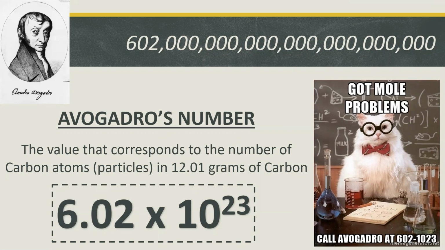Avogadro's number just represents the number of carbon atoms or particles in 12.01 grams of carbon. And carbon's in basically everything. So they used carbon because it is such a common element to find. So 6.02 times 10 to the 23rd just represents a measurement. It's like saying you have a dozen donuts, you have 12 of them. Or you have 12 inches, which is a foot.